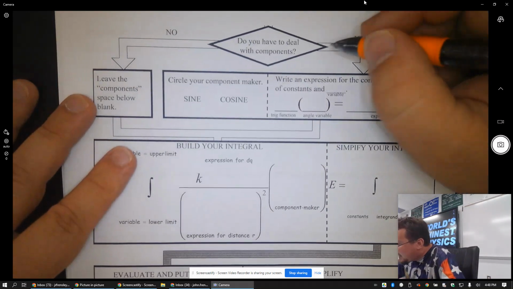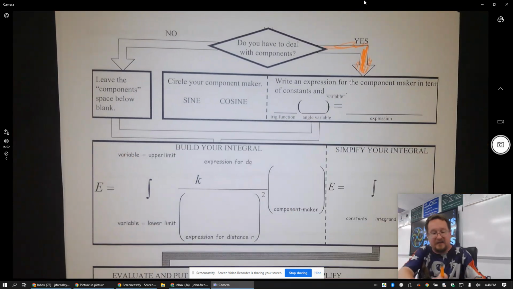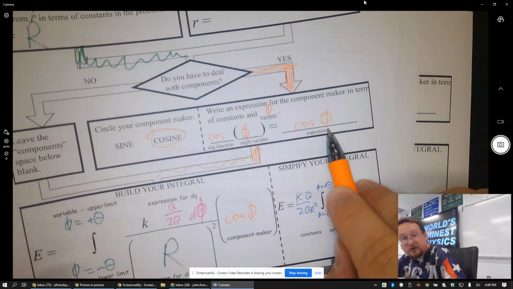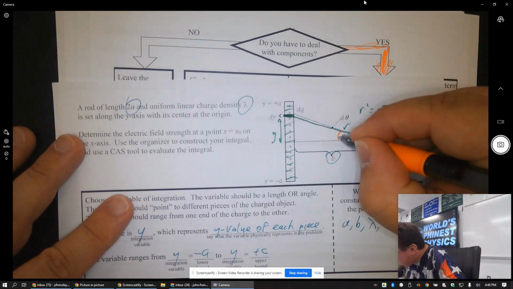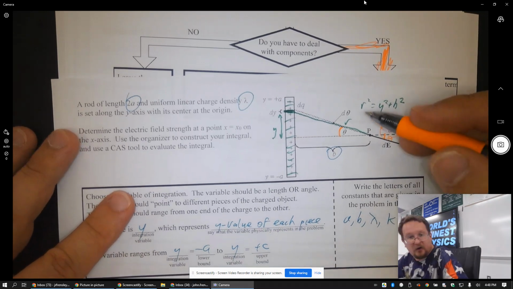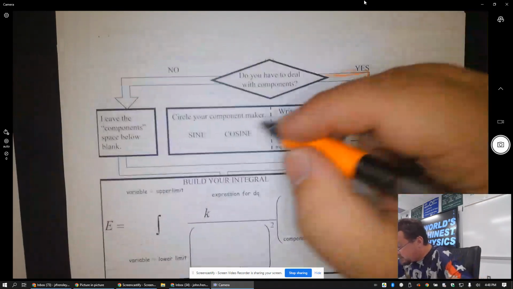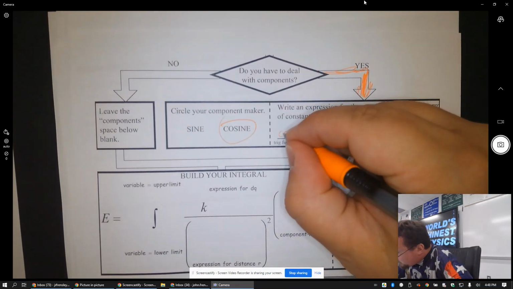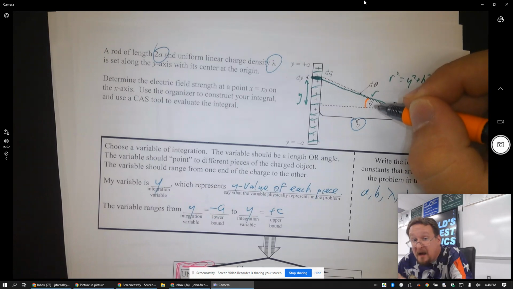Being guided, all right? Yes, I have to deal with components, you jerk. Okay, so what did you do last time you had to deal with components, friends? Like, you just said cosine phi equals cosine phi, right? What a waste of your time, right? Let's go back and revisit. Yeah, cosine phi equals cosine phi. Well, see, now it's going to be different. Watch. If this is theta, then my component maker, that's also theta. That's alternate interior angles, whatever that theorem's called. I need cosine of theta, but theta is not my integration variable.